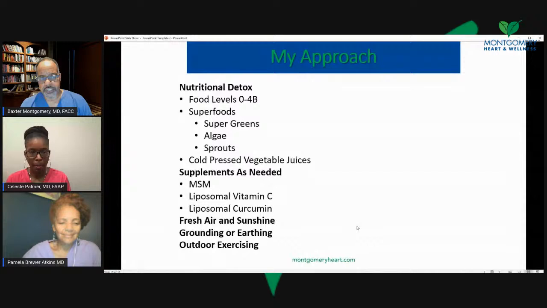We try to put all these things together. Also, getting people out of the house makes a difference in their overall well-being. There's a patient we were treating recently who's in the hospital with end-stage heart failure. I think I mentioned her a week or two ago. She was given up for dead by many of my colleagues. And so we detoxed her, started food levels 0 to 4B.